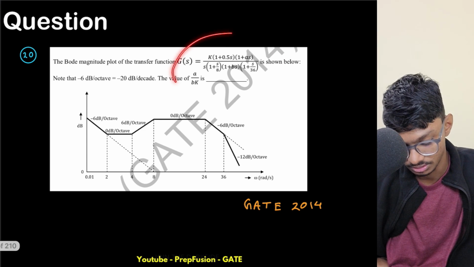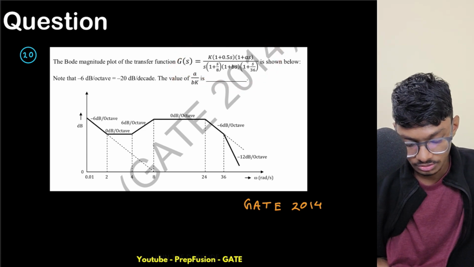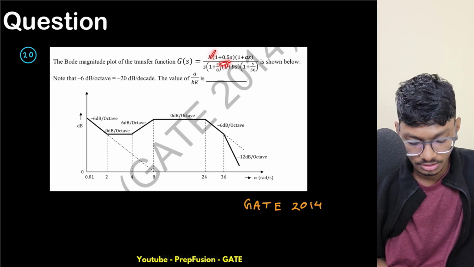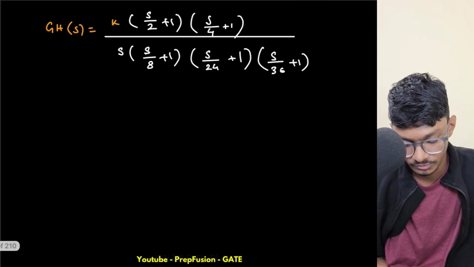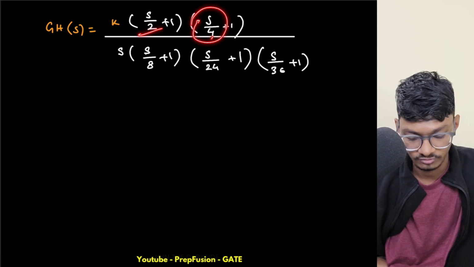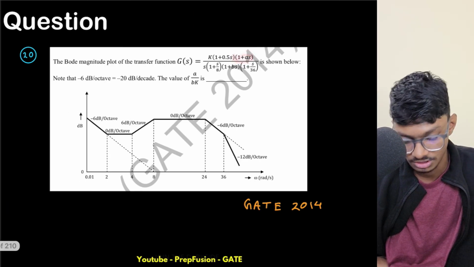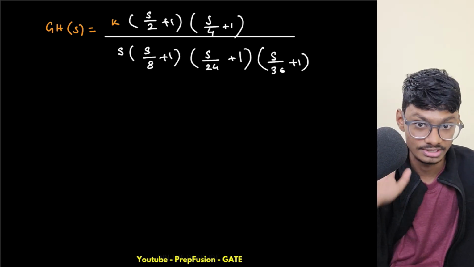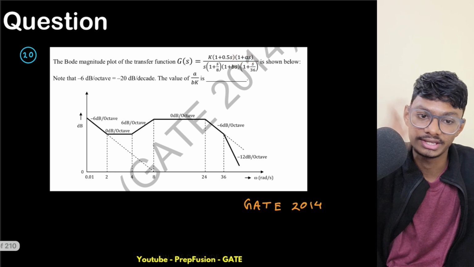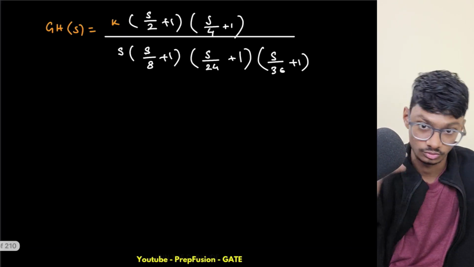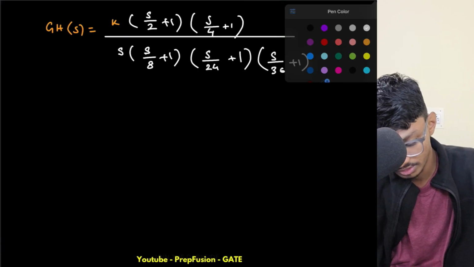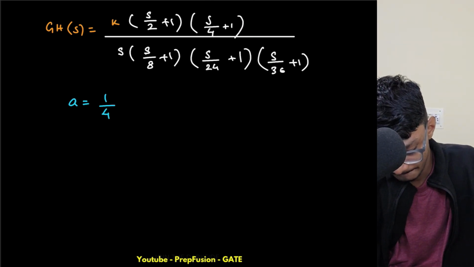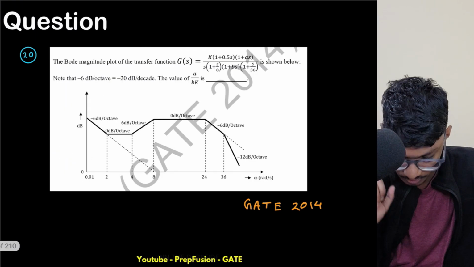Now let's see this. So they have given you this location. This is what? S by 2. So omega equals 2 is given. This is given, but this is not given. S by 4 is not given. Here this is A times S. So A equals 1 by 4. Just remember that A is equal to 1 by 4, not 4. If this was given as S by A, then you could have written A equals 4. So don't get confused by this. So A will be equal to 1 by 4.